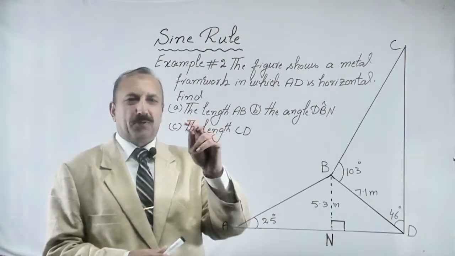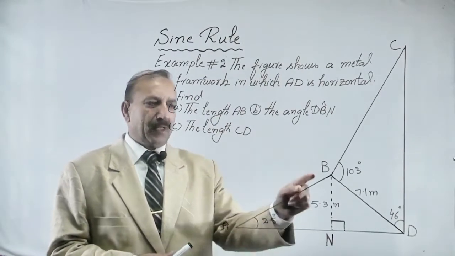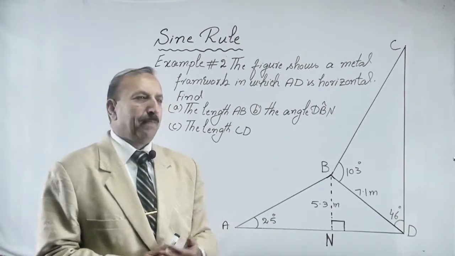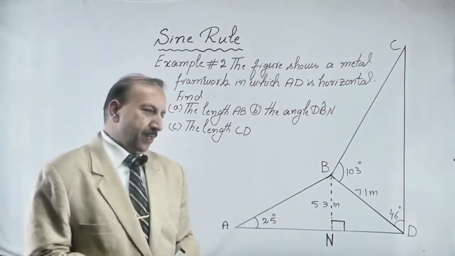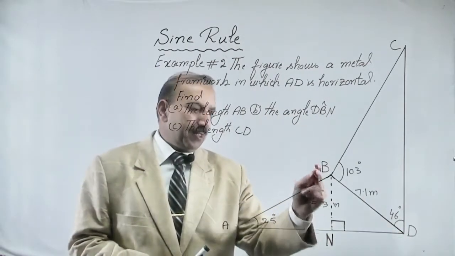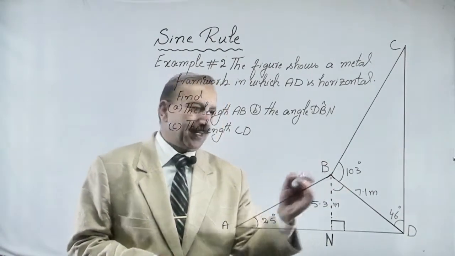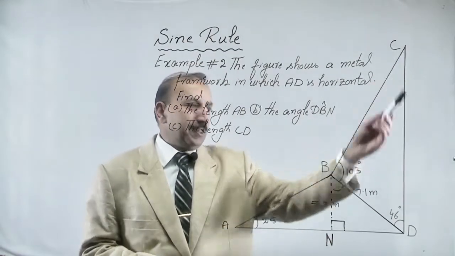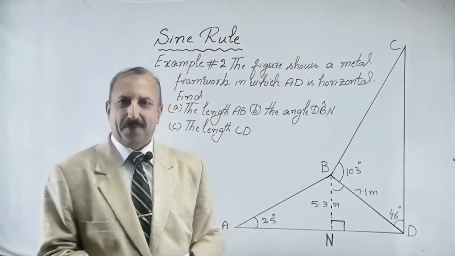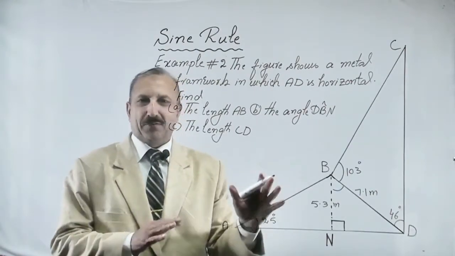We are supposed to find, in part A, the length AB. Then the angle DBN, here is the angle DBN, this angle we are supposed to find. And then the length CD, this CD we are supposed to find. Alright, my dear students, let's start working on this one.